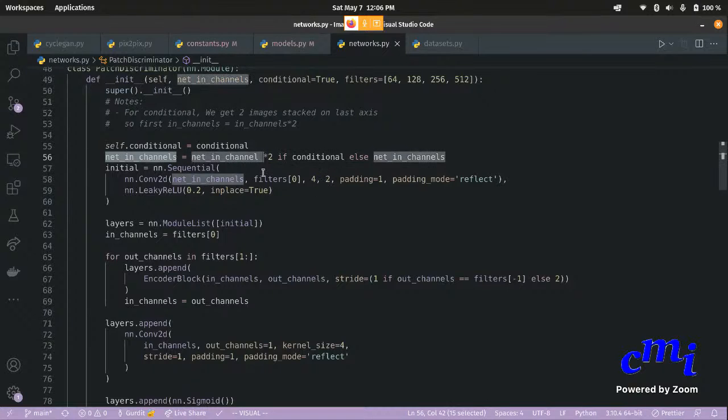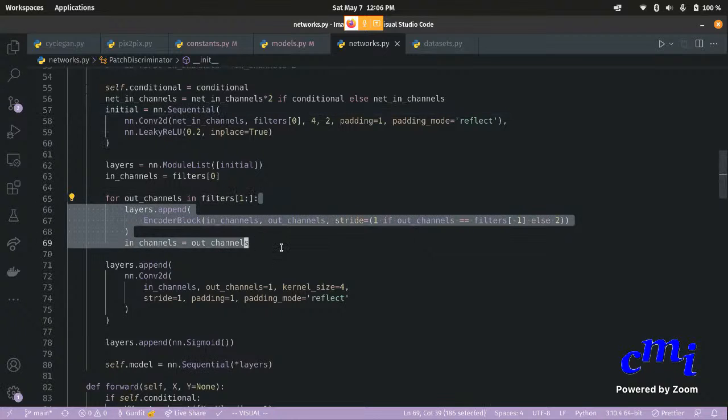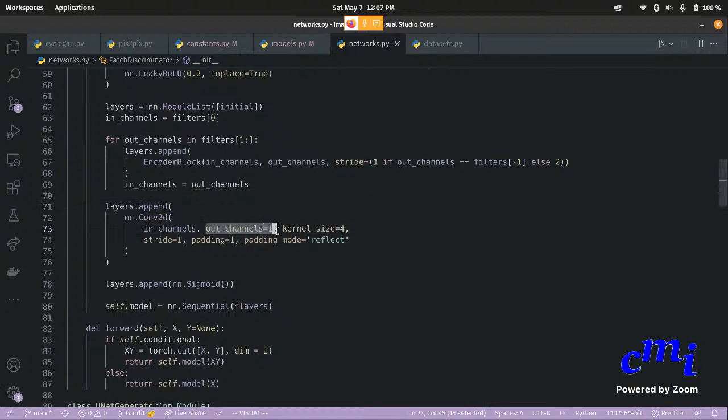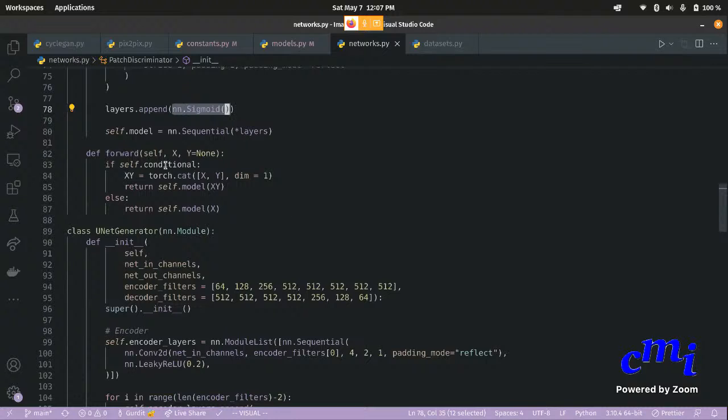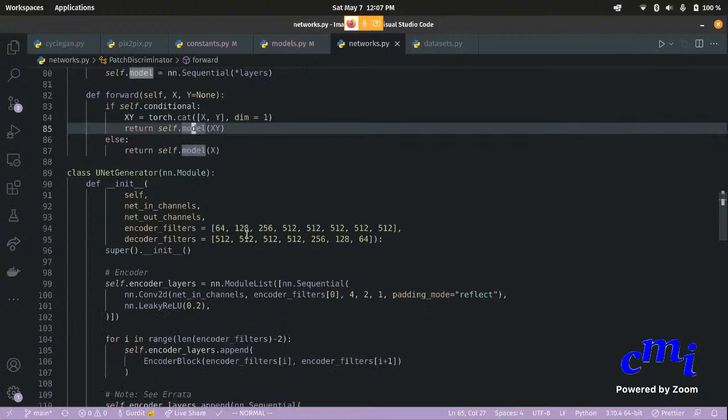And we pass it through some convolutions, encoder blocks, and at the end we pass it through a convolution to get the number of channels to be 1. And we also pass it through a sigmoid to get the matrix in range 0 to 1. So for forward, we can see if it's conditional, we concatenate x and y on dimension 1, basically the number of channels, and pass it through the model. Otherwise, for unconditional, we just pass the input.